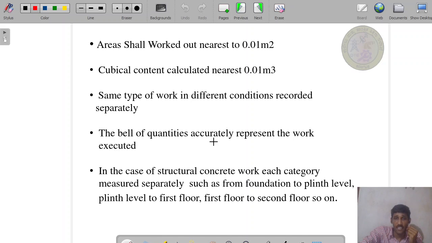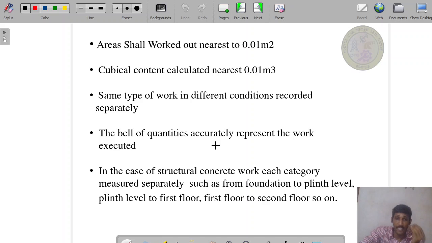In the case of structural concrete work, each category is measured separately. See here, this is a very important thing. From foundation to plinth level, you have to write and measure separately. Plinth level to first floor is also recorded separately. First floor to second floor is also recorded separately, and so on you have to continue.